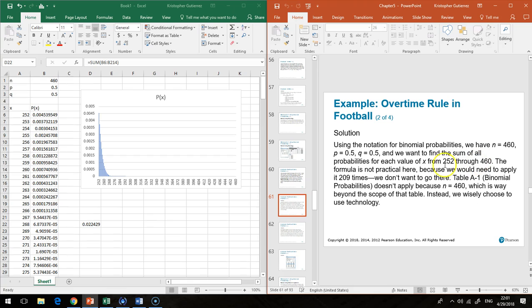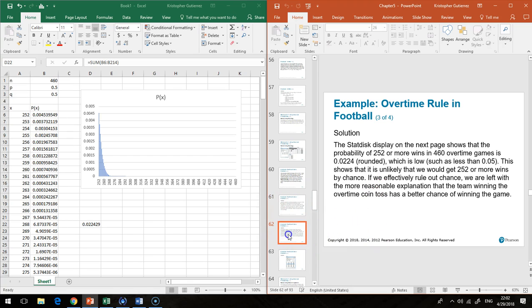P and Q are 0.5, X from 252 to 460, and n is equal to 460. Use technology. Boom. So 0.0224. So that is less than 0.05.